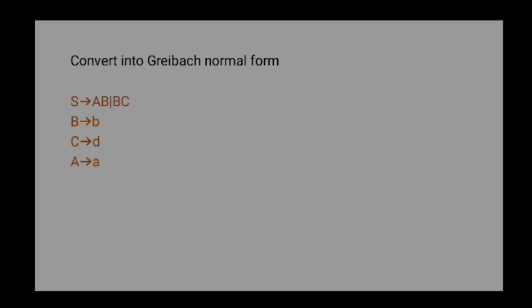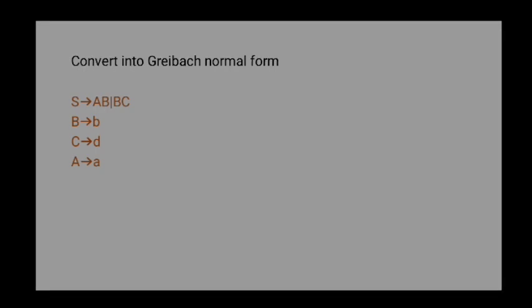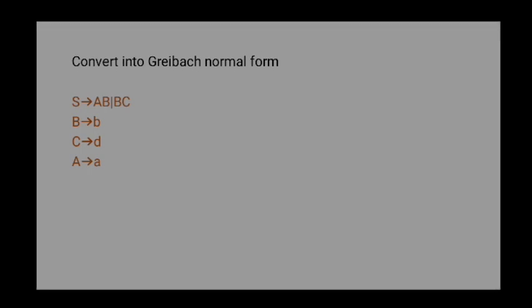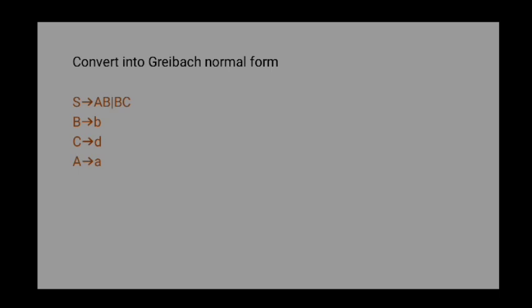Now we will work on the problems which pertain to Greibach normal form. S tends to AB or BC, B tends to B, C tends to D, and A tends to small a. There are no unit or null productions here, so condition 1 is satisfied. When we take up condition number 2, we can see that everything is in Chomsky normal form, so condition number 2 is also satisfied.